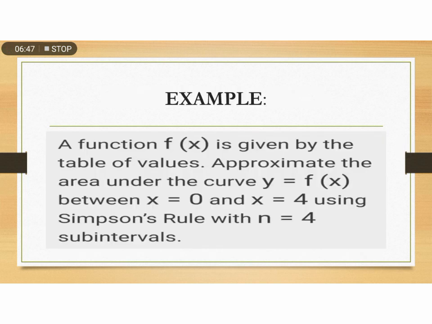So this is an example of Simpson's rules. The first one is a function of x given by a table of values. Approximate the area under the curve y equals f(x) between x equals 0 and x equals 4 using Simpson's rule with n equals 4 intervals.